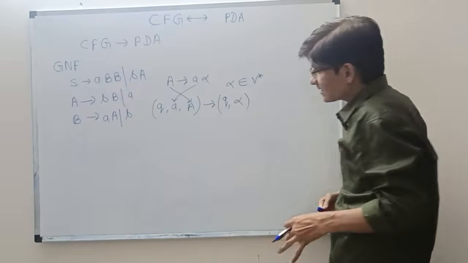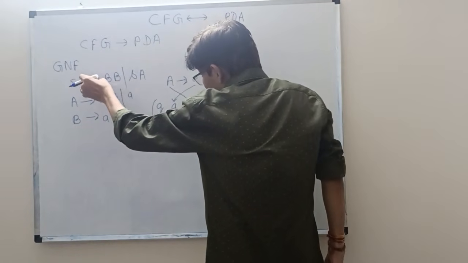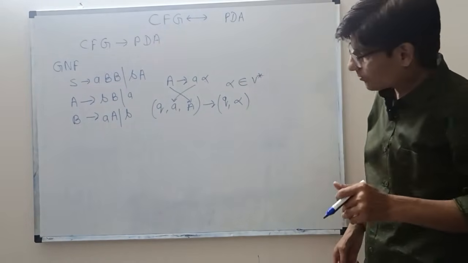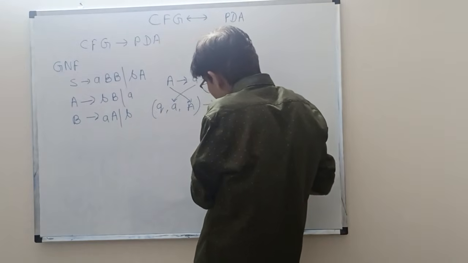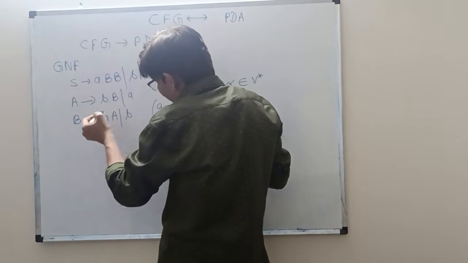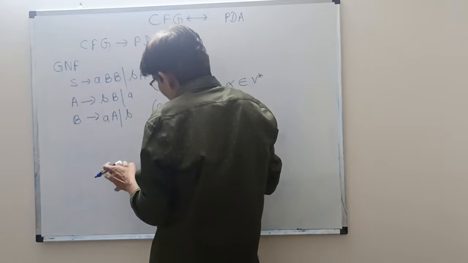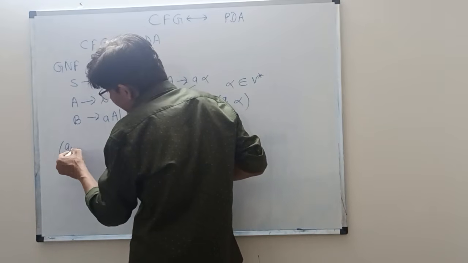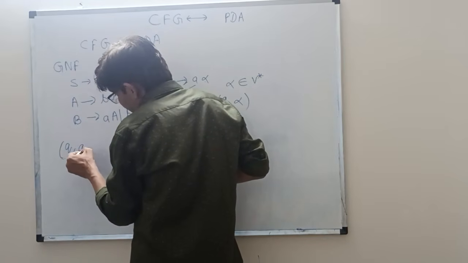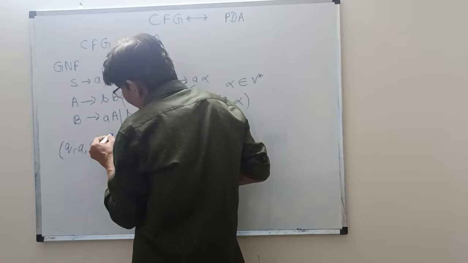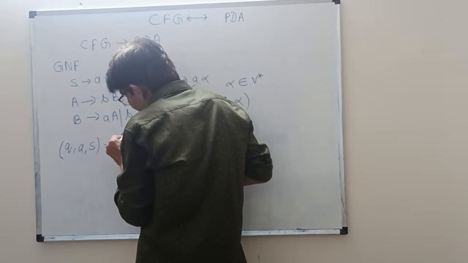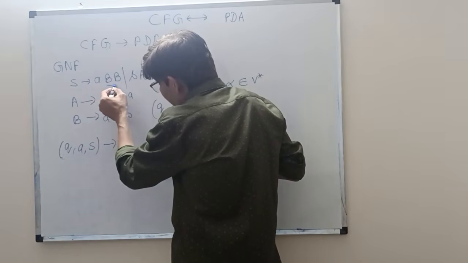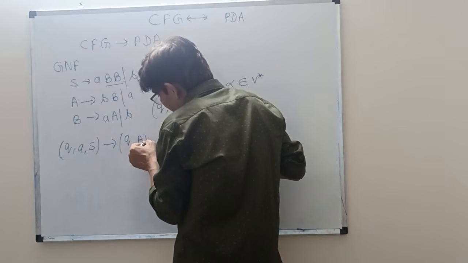Now I will take this grammar as an example, and I will tell you how this particular grammar would be converted to a PDA. We can use this rule and convert all productions one by one into transitions. So now I'm in initial state Q, I'm reading A, and the current stack top is S. Then what I can do is stay in Q and push the remaining string into the stack.